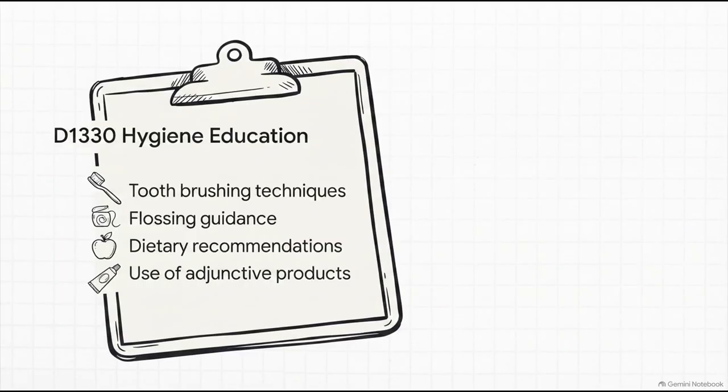Then we have the absolute bread and butter of patient education, D1330. Whenever a provider sits down for true one-on-one home care education, this is your code. We're talking highly individualized toothbrushing techniques, specific flossing guidance, dietary recommendations, and teaching them how to use adjunctive products like therapeutic mouthwashes or interdental brushes. And just to be completely clear, handing a patient a generic printed pamphlet, yeah, that does not qualify for D1330.